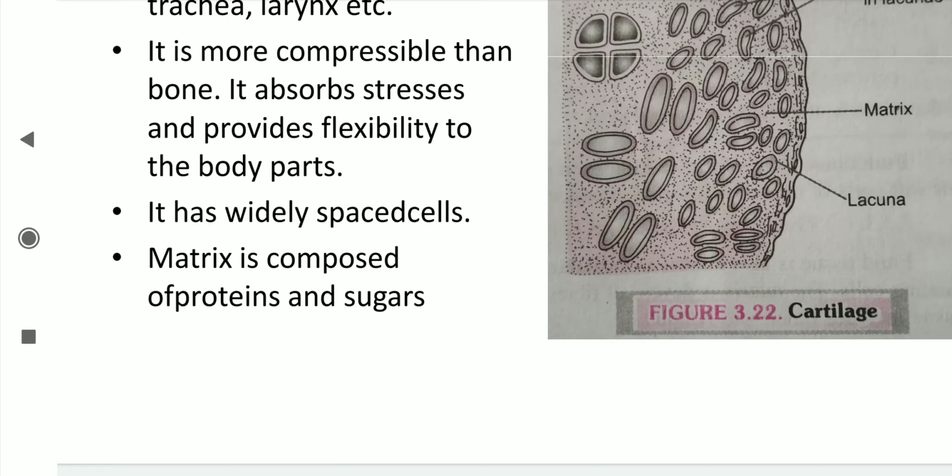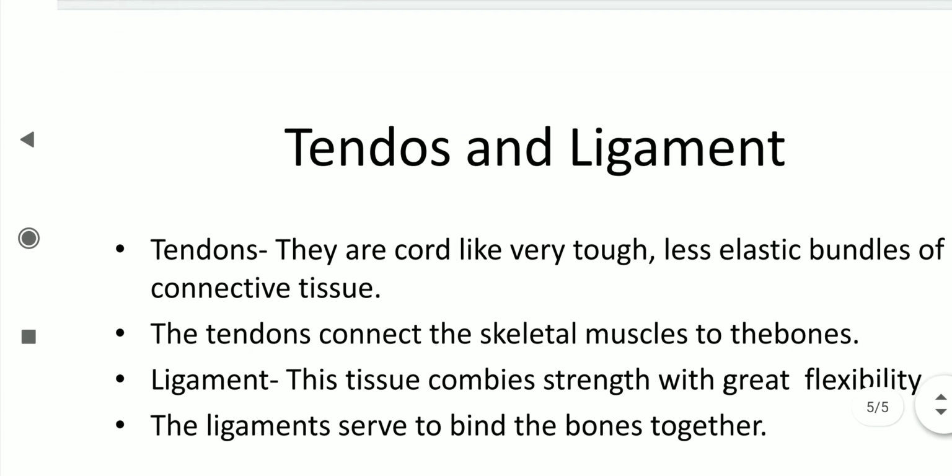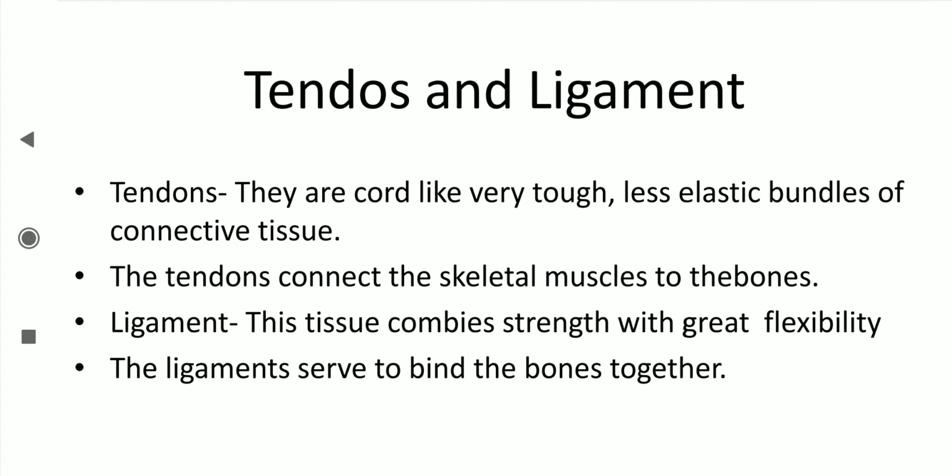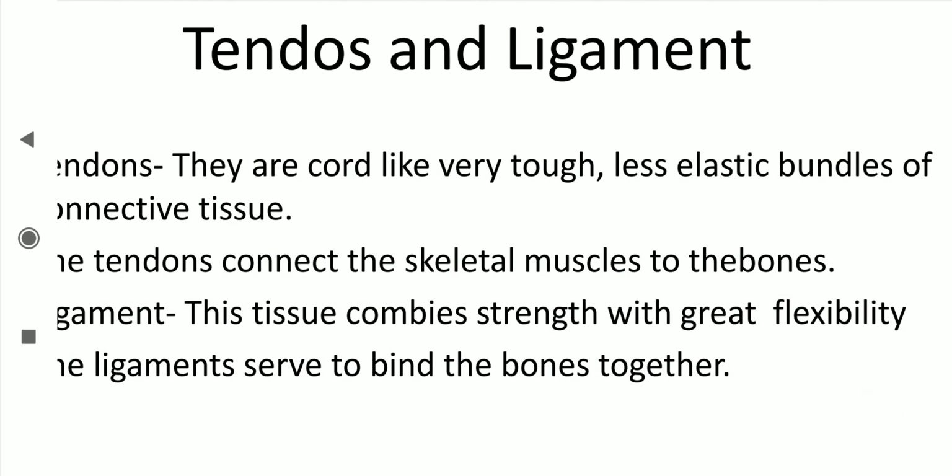Okay, children. Now we are going to discuss tendons and ligaments. First I will discuss tendon. Tendons are cord-like. Cord means they are made of fibers. They are a very tough, inelastic bundle of white collagen fibers, like a thick rope. Very tough, very strong, inelastic, no elasticity is there, and they are made of fibers.